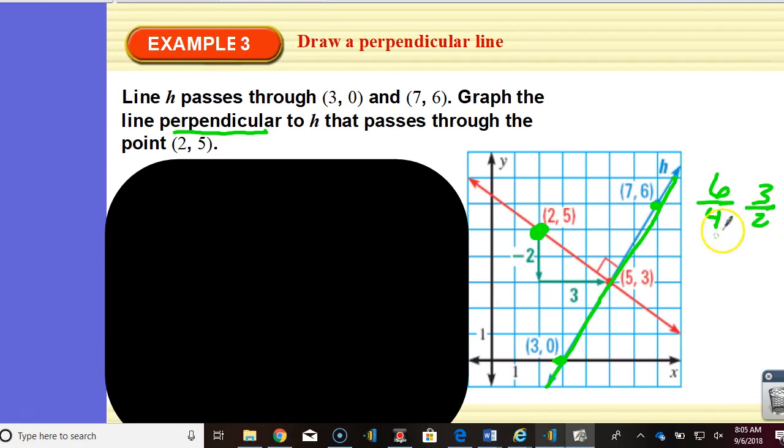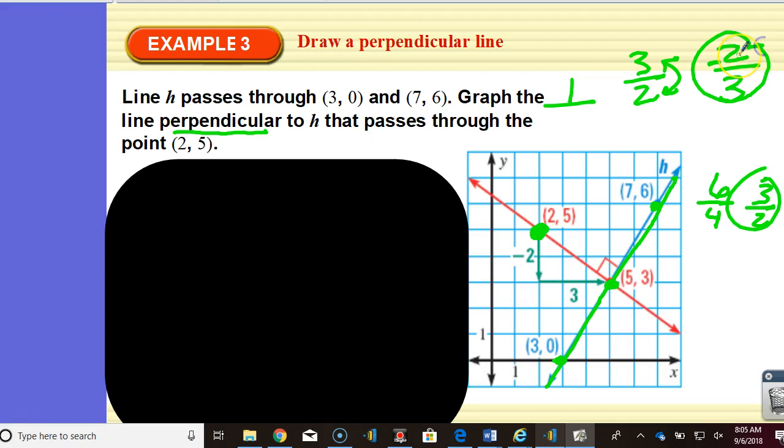Let's check that out. So is it really 3 over 2? We're rising 1, 2, 3 over 1, 2. Perfect. So now, if we need a negative reciprocal slope, if we take 3 over 2, we flip it and make it the opposite sign. We're looking for a slope of negative 2 over 3. So we take our point that they gave us, down 2, over 1, 2, 3. Down 2, over 1, 2, 3. And now we can draw our perpendicular line. Pretty cool, right?